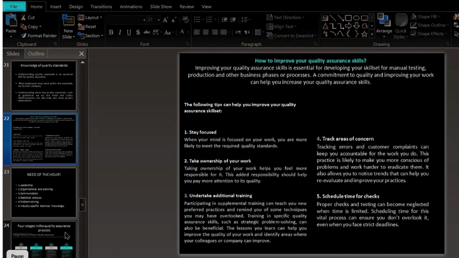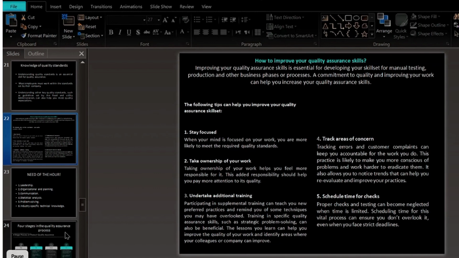you new preferred practices क्योंकि हमेशा हर चीज में जब आप इन्वॉल्व होते हैं तो कुछ ना कुछ नया जरूर सीखते हैं. Remind you of some techniques you may have overlooked. Training in specific quality assurance skills such as strategic problem solving can also be beneficial. The lessons you learn can help you improve the quality of your work and identify areas where your colleagues and company can. Number four, track areas of concern.